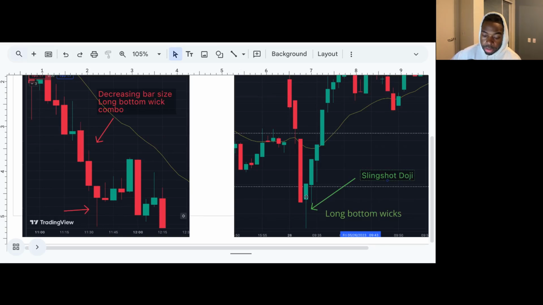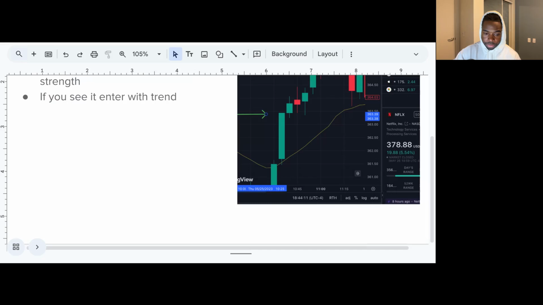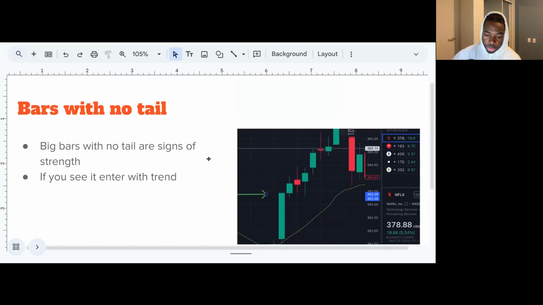And this is called a spinning top doji or a hammer doji. I like to call it a slingshot doji. So those concepts are really, really important.